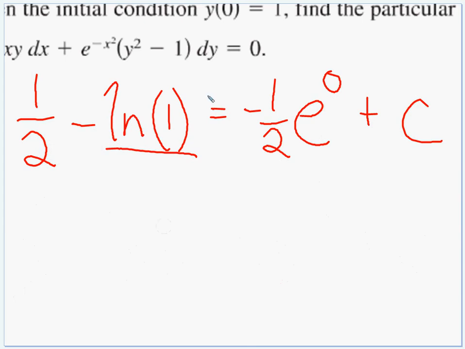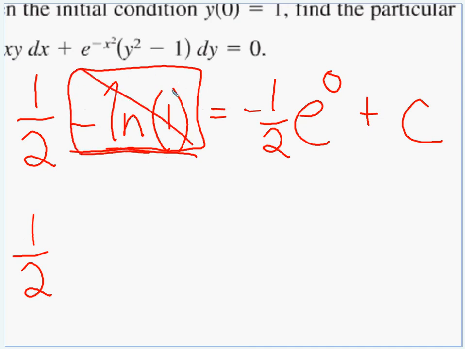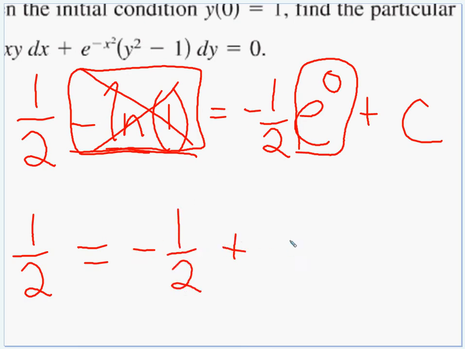So 1/2 minus natural log of 1 is 0, so that would be minus 0. We'll leave it off. Here, e to the 0 is 1. 1 times negative 1/2 is negative 1/2. And then there's our plus c. Add half to both sides. C is equal to 1.